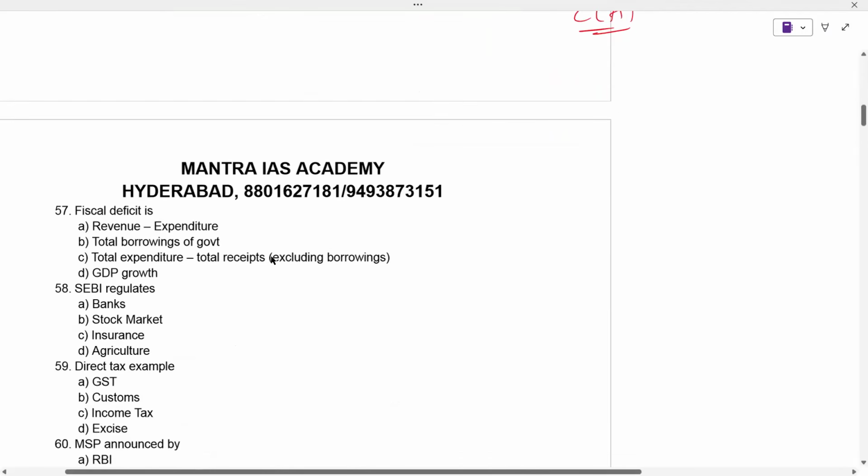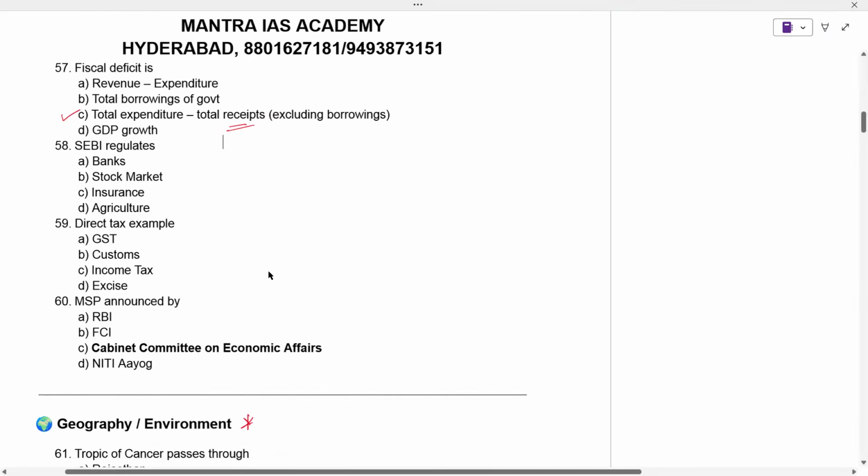Fiscal deficit is, see beta, revenue minus expenditure and total borrowings of government; total expenditure minus total receipts, that is excluding borrowing; and GDP growth. So here, total expenditure minus total receipts is called deficit. So automatically deficit is always a negative concept. Whenever you are getting less money and you're spending more, automatically you have a deficit. Same for the government of India, in the budget, the fiscal situation is that deficit. So the option is C here.